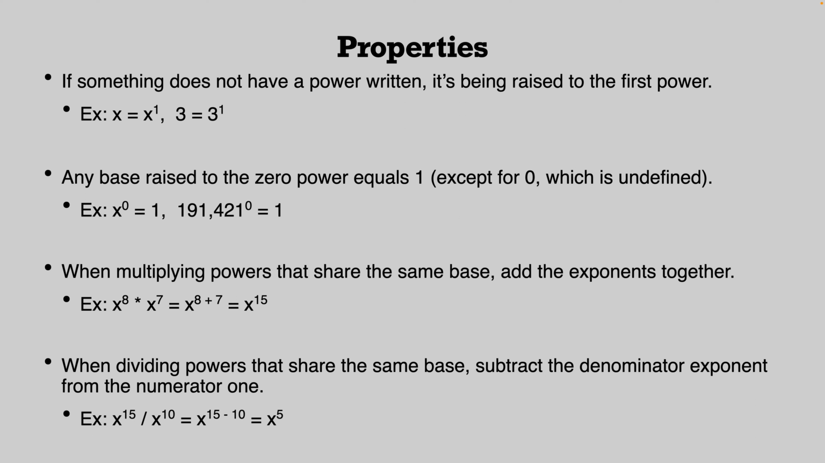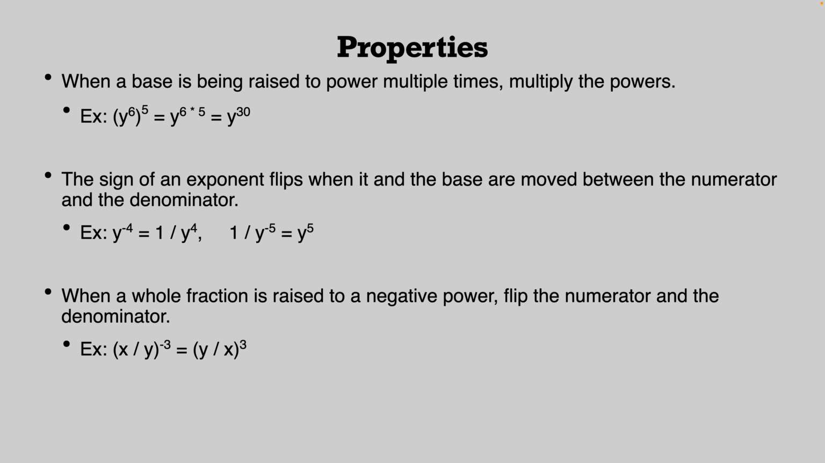Next rule is when you're multiplying powers that share the same base, you're going to add the exponents together. So in this example, we have x to the 8th times x to the 7th, and that's going to equal, in the end, x to the 15th. And then on a similar note, when you divide powers that share the same base, you're going to subtract the denominator exponent from the numerator one. So x to the 15th divided by x to the 10th is going to end up as x to the 5th.